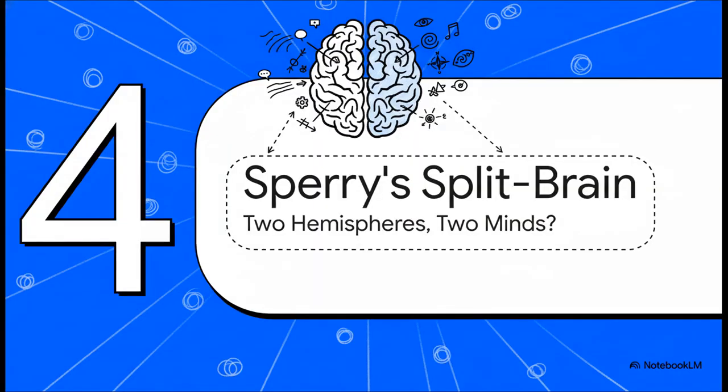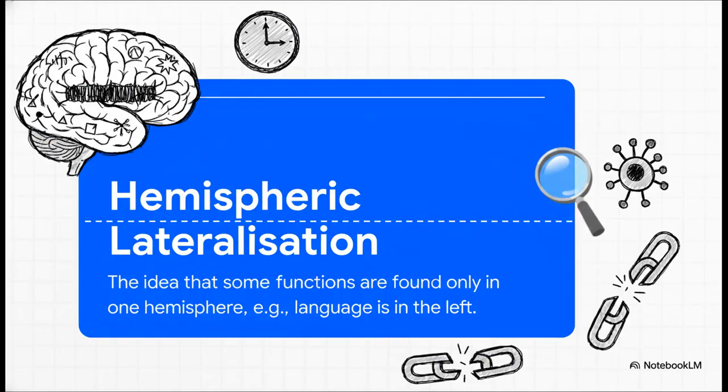Okay, so up to now, we've been focusing on localization within a hemisphere, mostly the left one. Now, we're zooming out to look at lateralization, the idea that the two hemispheres themselves aren't identical twins. Nope, they're specialized for completely different jobs. Roger Sperry's Nobel Prize-winning research from the 1960s just completely flipped our understanding of the two hemispheres on its head.